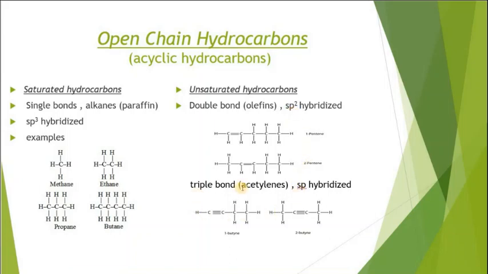In case of triple bond compounds, these are also called acetylenes. This is the common name of triple bond compounds, acetylenes or alkynes as well. These have a triple bond between any 2 carbon atoms, and these 2 carbon atoms holding a triple bond would be sp hybridized. You can see an example of 1-pentene, an example of 2-pentene, and here we have 1-butyne and 2-butyne. This is the class called alkynes, right?